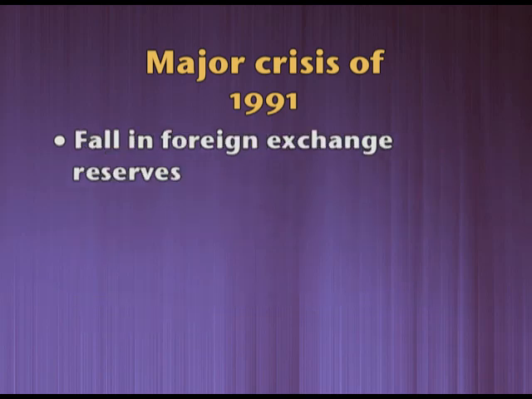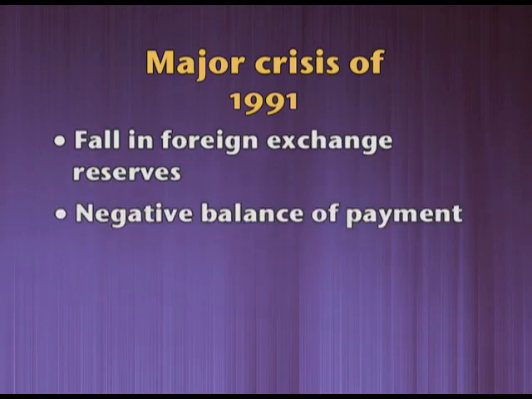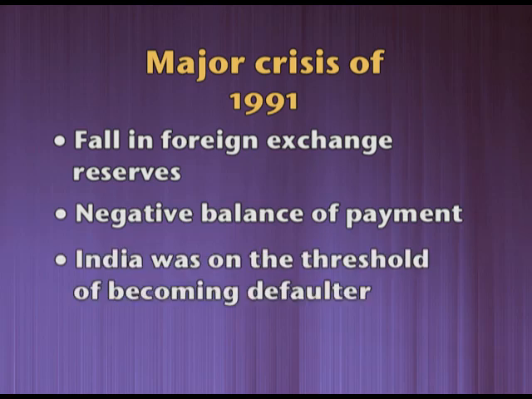Fall in the foreign exchange reserves. Negative balance of payment. India was on the threshold of becoming a defaulter. As a result, State Bank of India and Reserve Bank of India sold gold in the internal and the external market. That shows that the government was under intense pressure to introduce a new industrial policy.